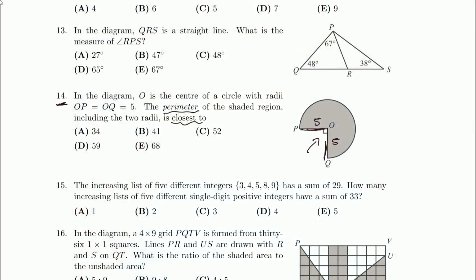Okay, so what can we do? Well, this shaded area here is a full circle with a quarter of it, 90 degrees out of a full 360 degrees, so a quarter of it taken away. So we could, for example, draw this sort of Pac-Man looking figure. There's O, and P, and Q.